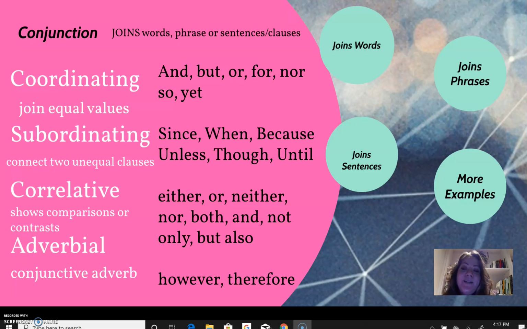Now, correlative conjunctions show comparisons or contrasts. There are words like either, or, neither, nor, both, and, not only, but also. Those are like coordinating conjunctions in that they join equal values. And now my favorite conjunction is called the conjunctive adverb, or an adverbial conjunction. Those are words like however, therefore, moreover.